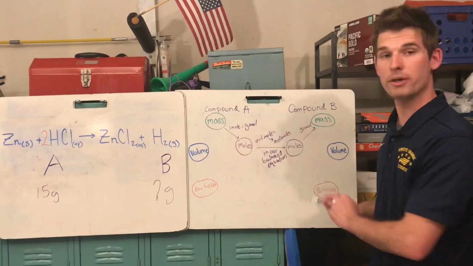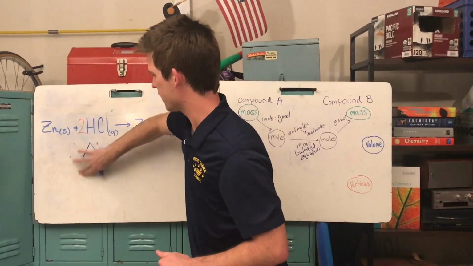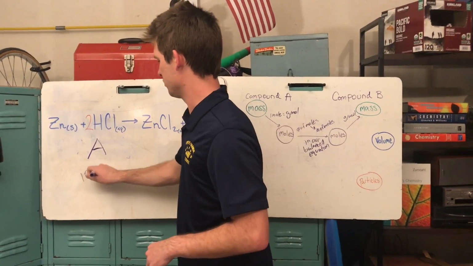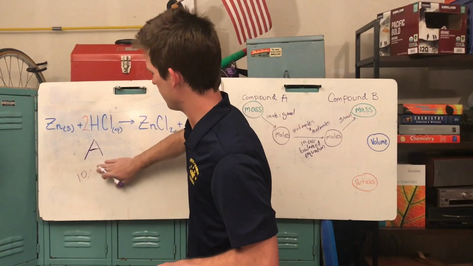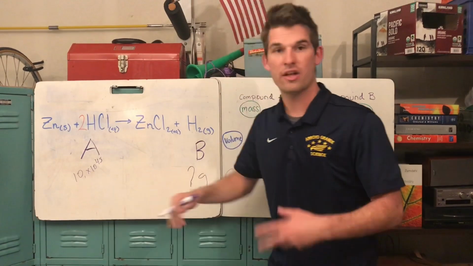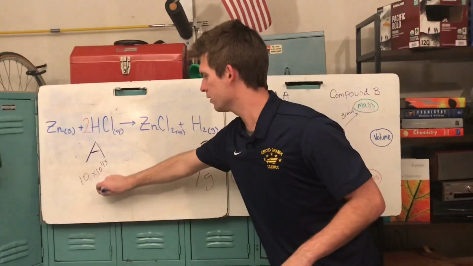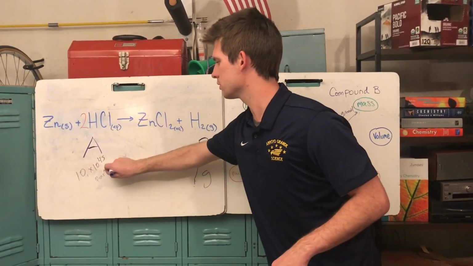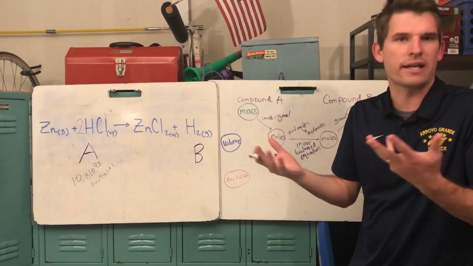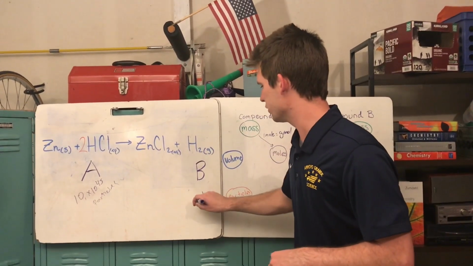And actually, there's a whole bunch of different ways that we can do this. If I gave you, instead of 15 grams, let's say 10 times 10 to the 45 particles of hydrochloric acid, a bunch of particles, and I want to know not grams, but how many liters of gas, because that makes more sense. What's the volume of gas? And I want to know that in liters.